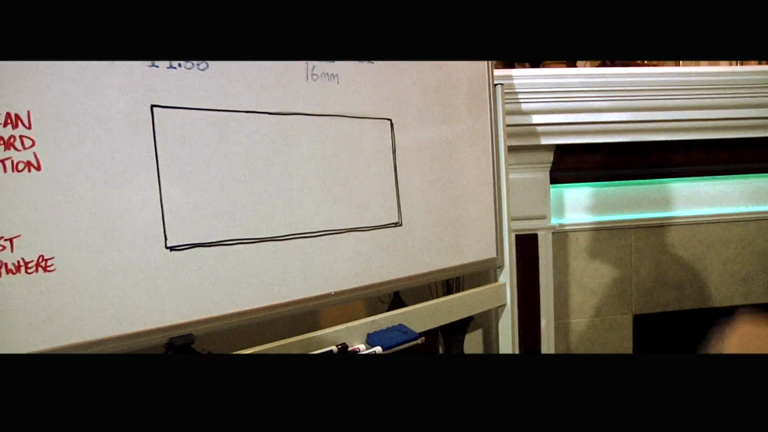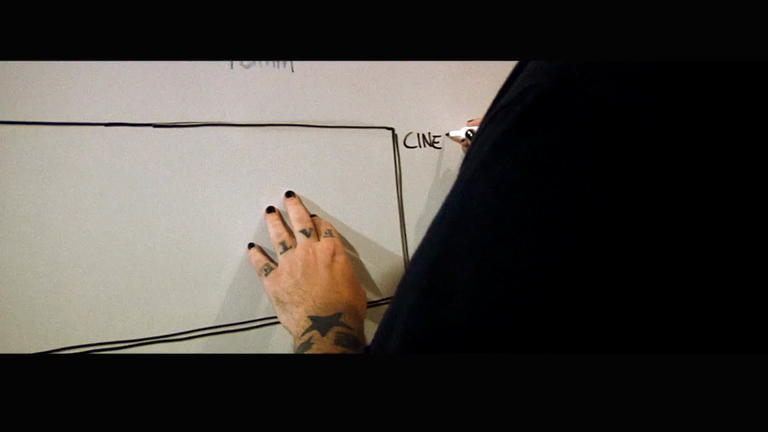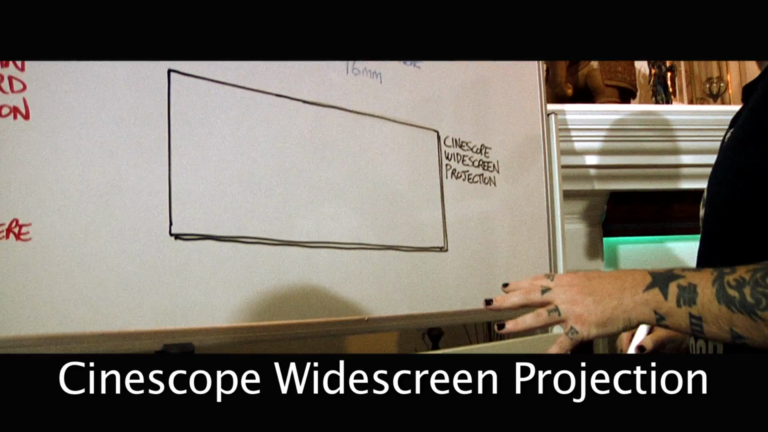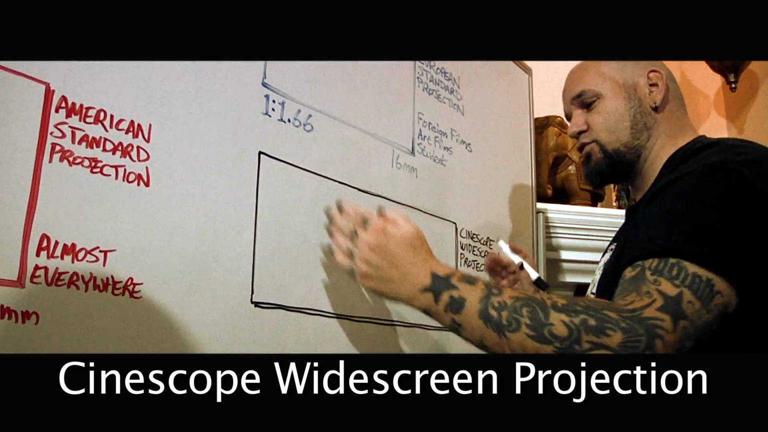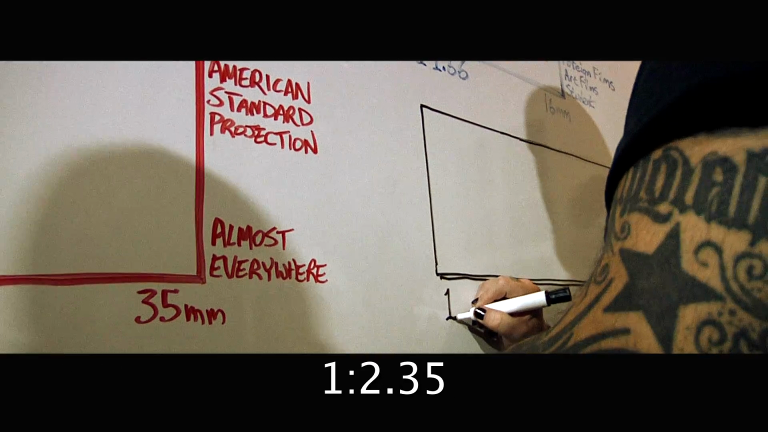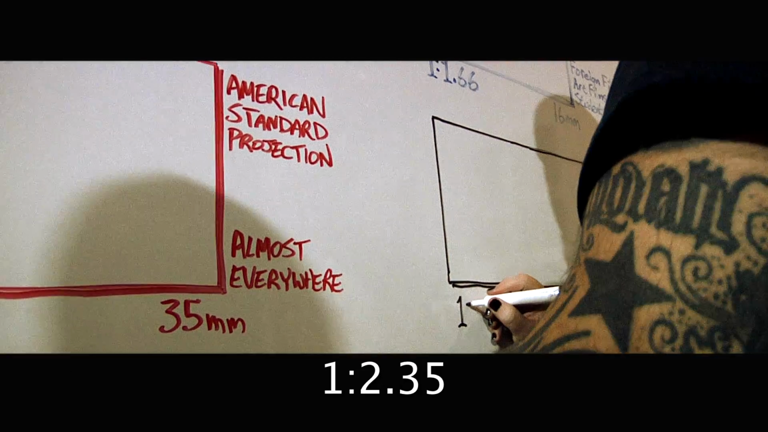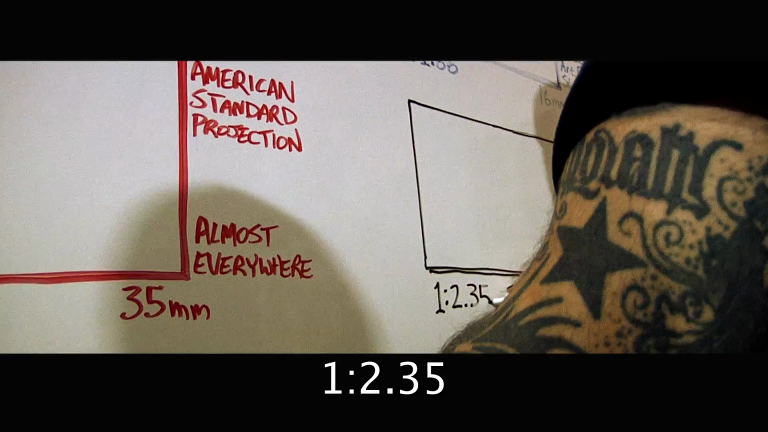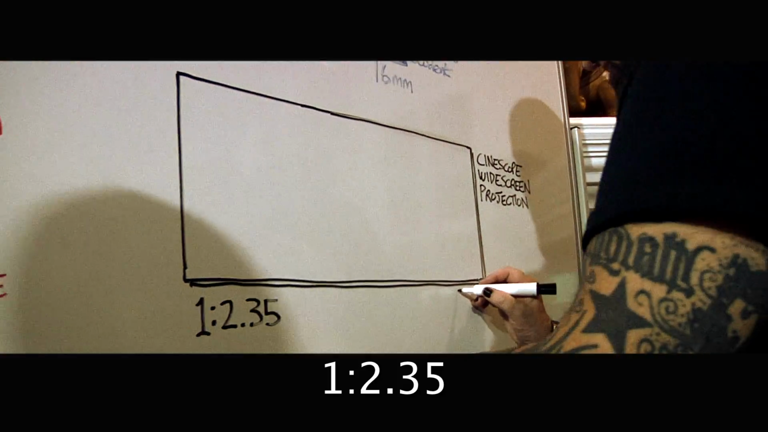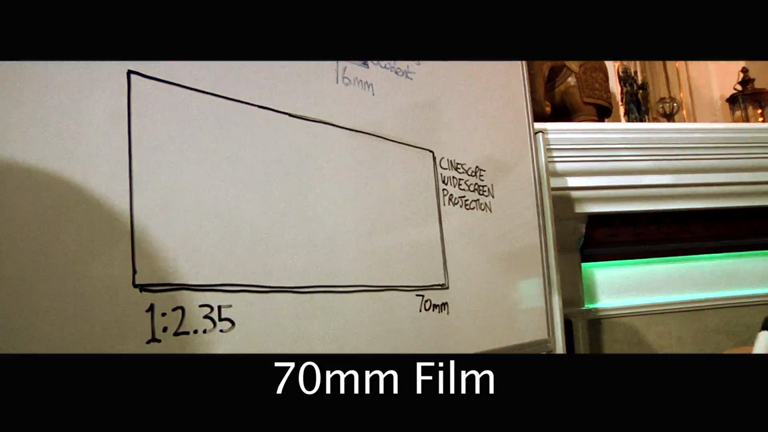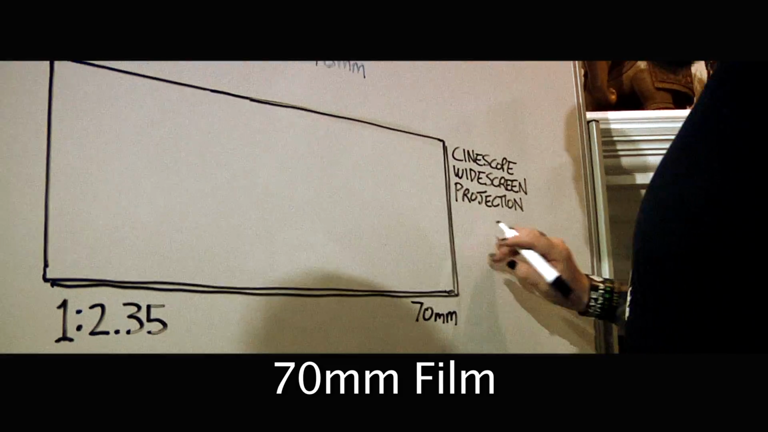This one is a little bit wider, and it's called Cinemascope Widescreen Projection. The official aspect ratio for this is actually more than 2 parts wide. So this one is a whopping 1 part tall to 2.35 wide. This was created with the advent of 70mm film. Very expensive.